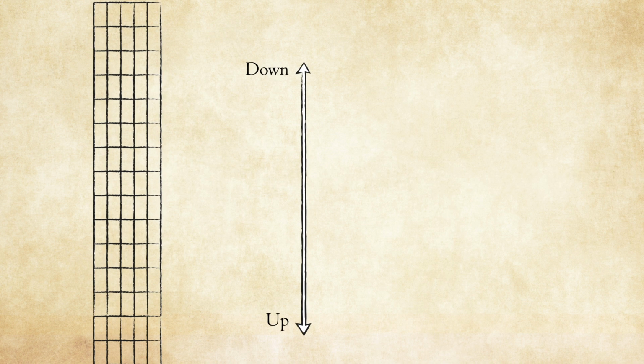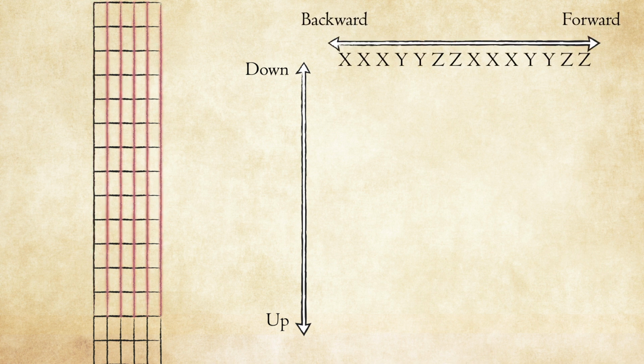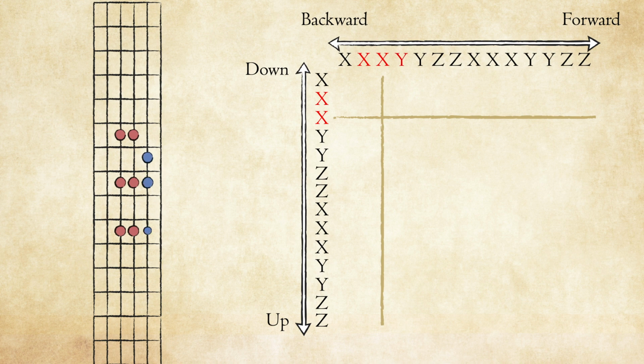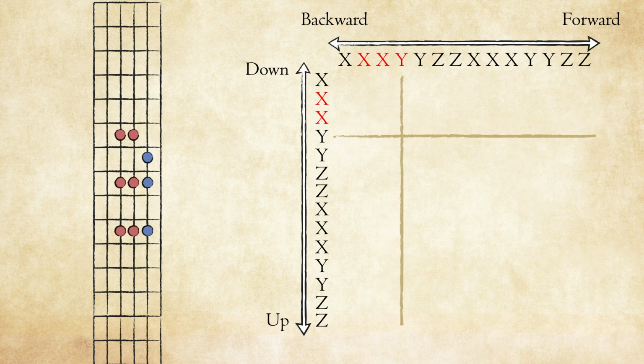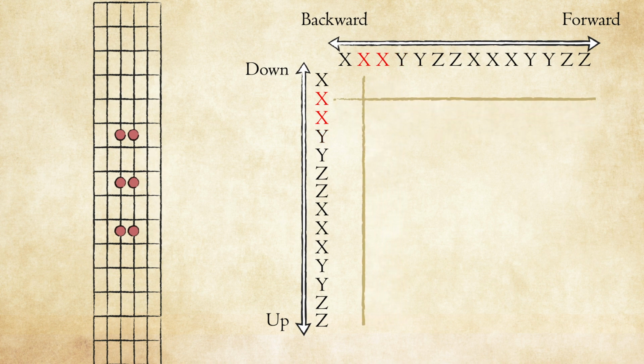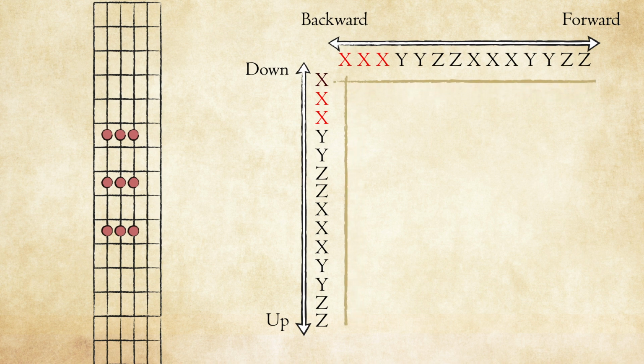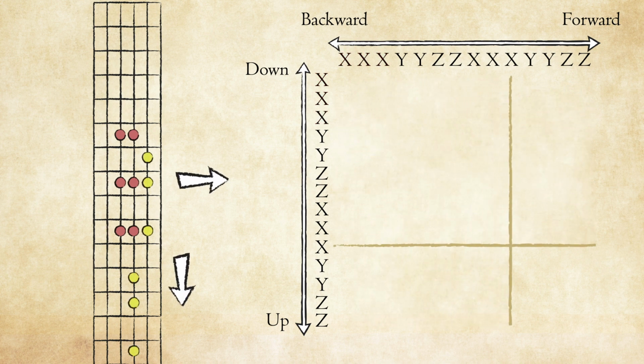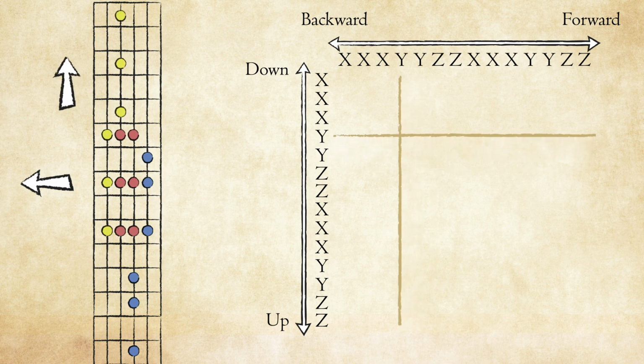The vertical order of shapes along one string is the exact same as the horizontal order across the strings. If you're playing a pattern and the next shape forward on the horizontal order is Y, your next vertical shape upwards will also be Y. Similarly, if your next shape backwards is X, your next shape downwards will also be X. In other words, moving forward and up are the same, and moving backwards and down are the same.